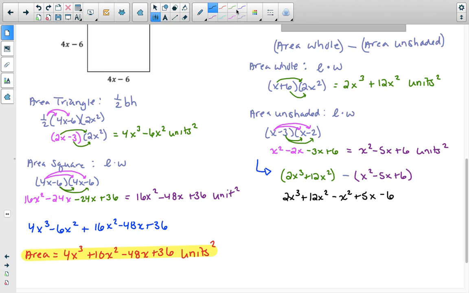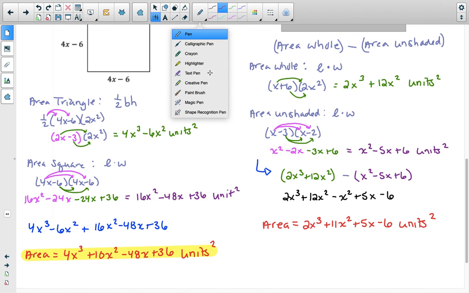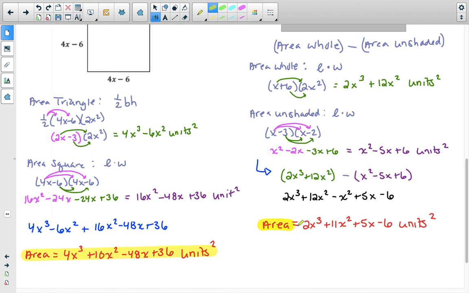Now let's combine our like terms. Our area of the shaded region will be, we have a 2x cubed that goes with nothing else. We have a positive 2x cubed. We have a 12x squared and a negative x squared. That's a positive 11x squared. We have nothing that goes with 5x. We have a positive 5x. And we have nothing that goes with our constant, so that's a negative 6 units squared. So our area of the shaded region is 2x cubed plus 11x squared plus 5x minus 6 units squared.